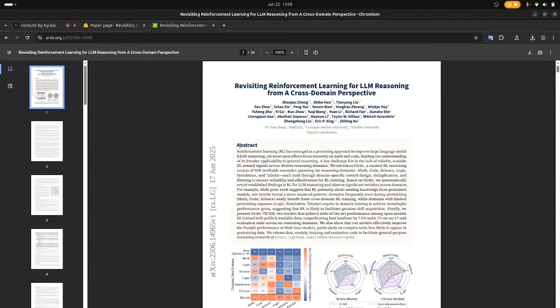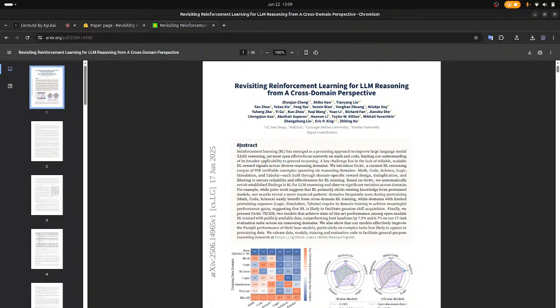What's the paper about? So I'll just flip the screen maybe so I can also highlight it when I use it. Okay, here it is. It's called Reinforcement Learning, an introduction. Revisiting reinforcement learning for LLM reasoning from a cross-domain perspective, and it's by some authors at San Diego, Purdue, and Carnegie Mellon.